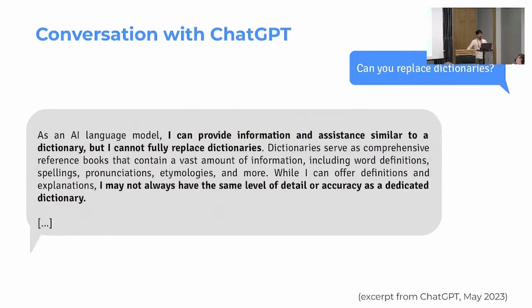And then I regenerated the answer to be more serious. And then it said that, okay, as an AI language model, I can provide information and assistance similar to a dictionary, but I cannot fully replace dictionaries. And also, I may not always have the same level of detail or accuracy as a dedicated dictionary.